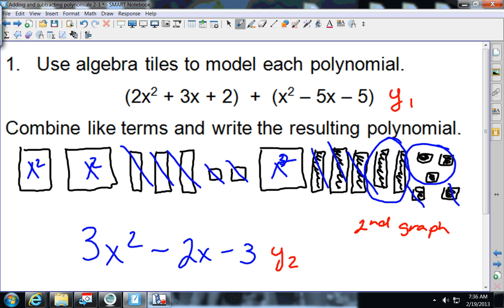Then when you press second graph, how do you know if you're right? What does it look like in your table? All the numbers in y1 should equal y2. They should look exactly the same.